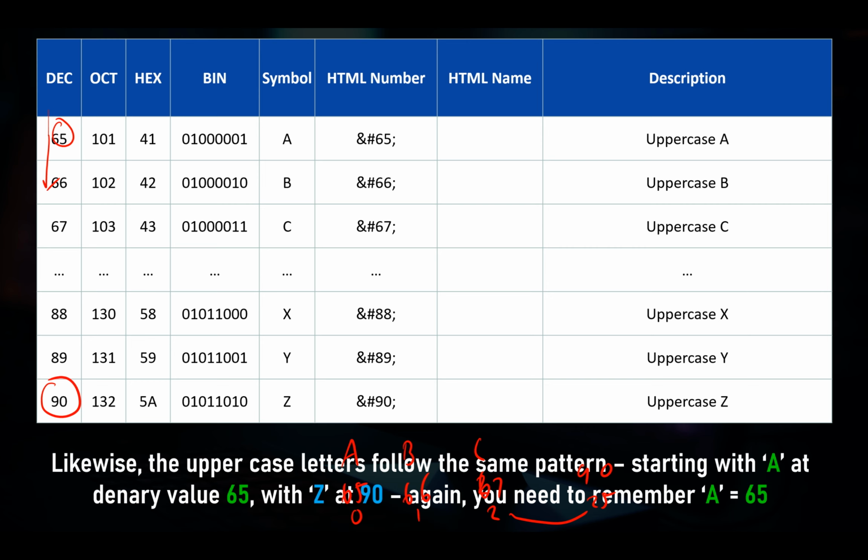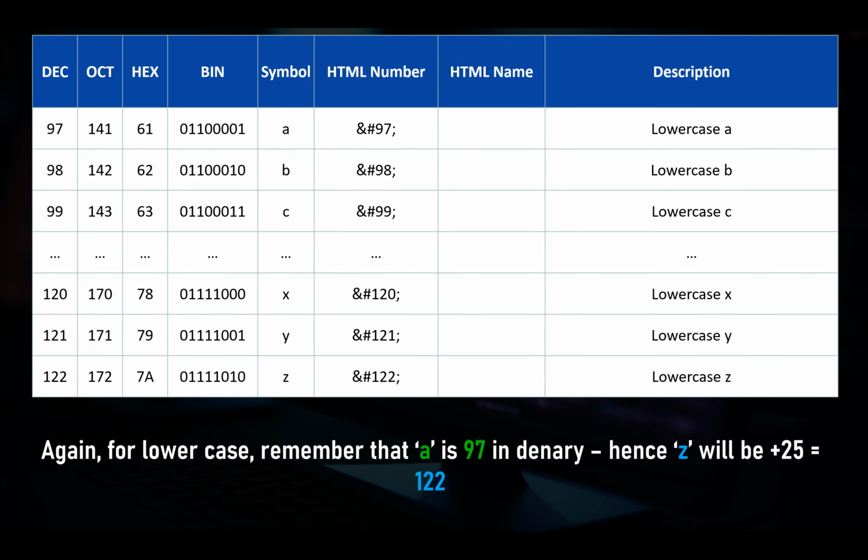All you need to remember is that big A is 65, and that you have to +25 to get to big Z, since sometimes they'll want you to check that a letter is an uppercase letter. To check that, you can just check that the ASCII code is greater than or equal to 65 and less than or equal to 90. If we look at the lowercase letters, it follows the same pattern. A is 97, therefore small z is +25, or 122.